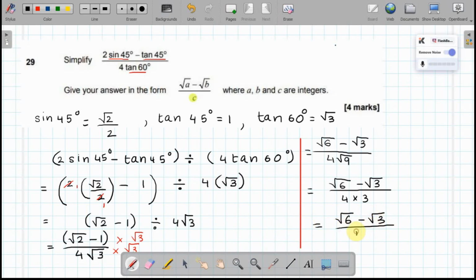over 12. So the value of a is 6, not root 6, because it says root a. The value of b is 3, again not root 3 because it has a root on top of it. And the value of c is 12. Okay, and that's how we would solve this question.